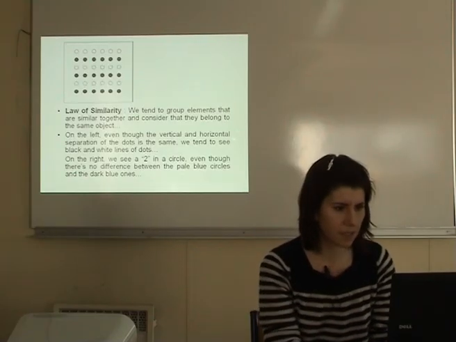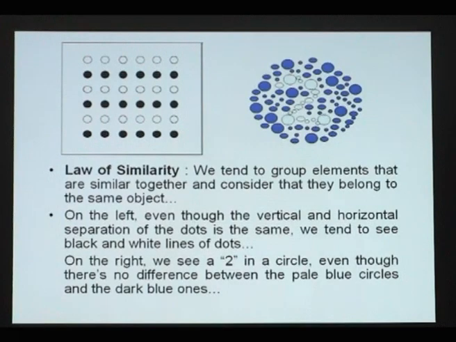Law of similarity. We tend to group elements that are similar together and consider that they belong to the same object. On the left, even though the vertical and horizontal separation of the dots is the same, we tend to see black and white lines of dots. On the right, we see a 2 in a circle, even though there's no difference between the pale blue circles and the dark blue ones.